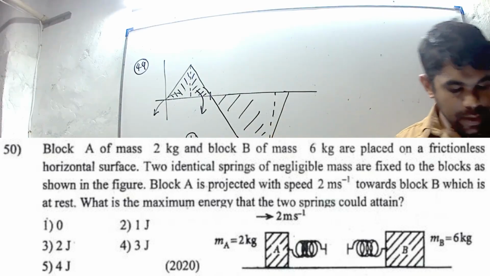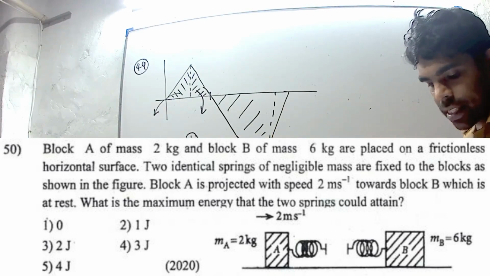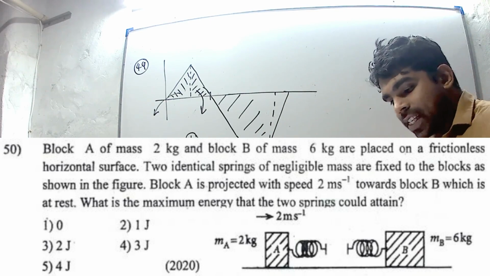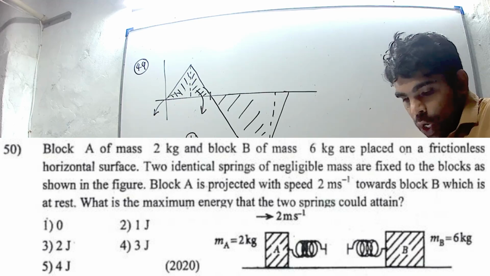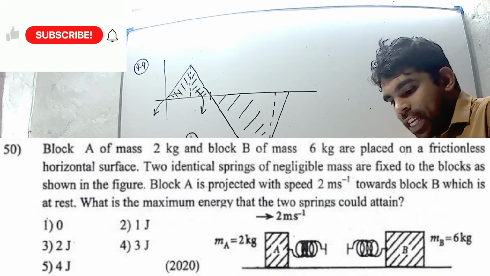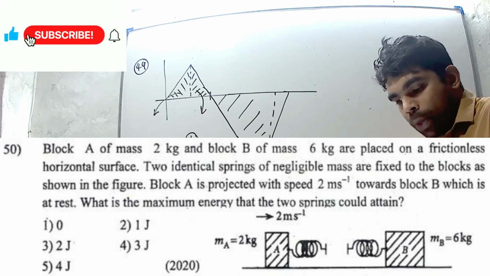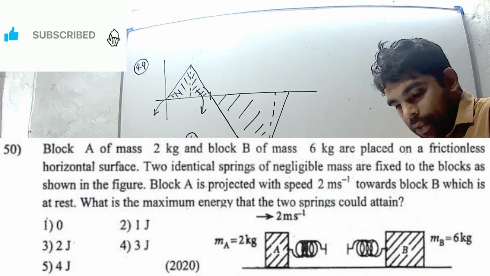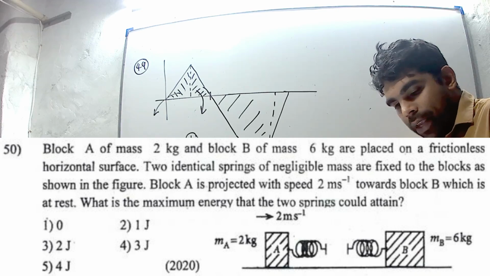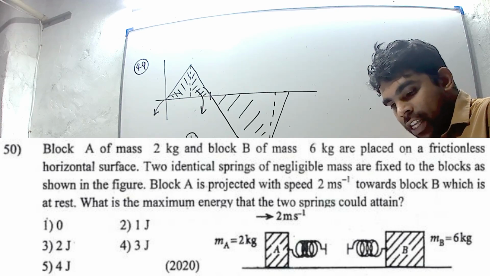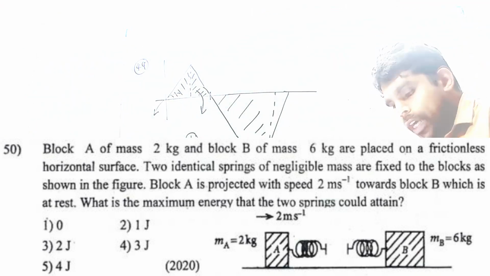Then 50. Block A of mass 2 kg and block B of mass 6 kg are placed on a frictionless horizontal surface. Two identical springs of negligible mass are fixed to the block as shown in the figure. Block A is projected with a speed of 2 meters per second towards block B, which is at rest. What is the maximum energy that the two springs could attain?